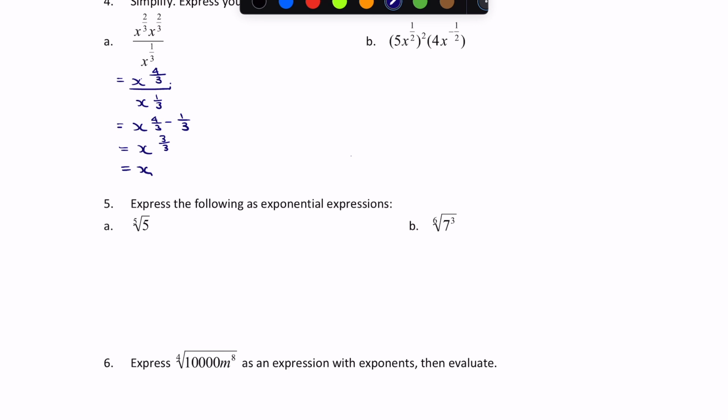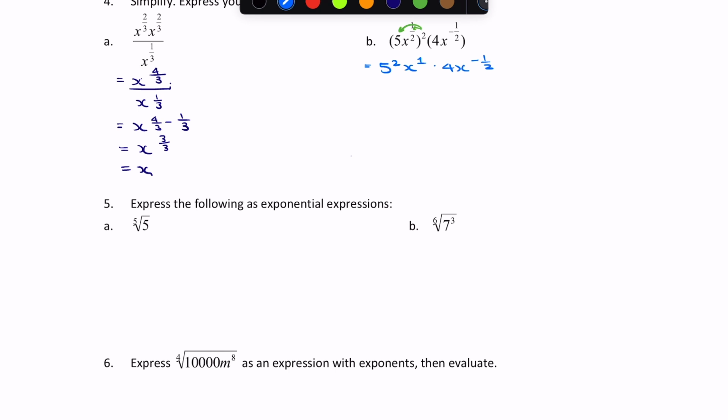Here we have 5x to the power of 1 over 2, all to the power of 2, times 4x to the power of negative 1 over 2. Here we'll distribute the 2 into both the 5 and the x to the power of 1 over 2. Here we can rewrite this as 5 to the power of 2 and x to the power of 1, times 4x to the power of negative 1 over 2.